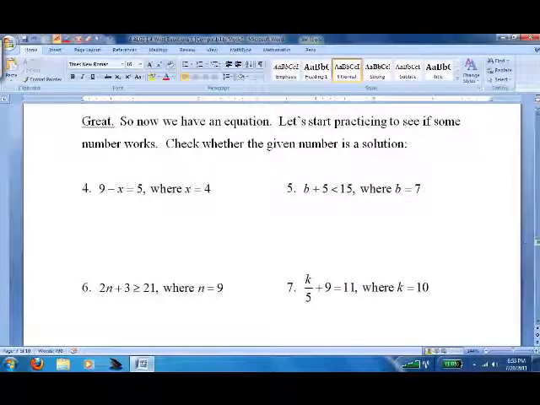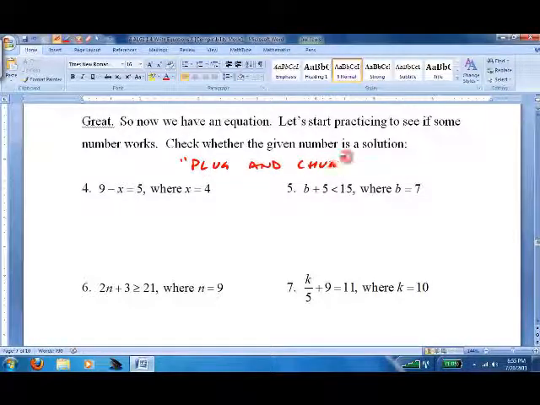Great, so now I have an equation or an inequality. Let's start practicing to see if some of the numbers work. And this is really simple. It's what we call plug and chug. Plug it in to the equation and chug it out, either in your brain or on your calculator. So, does this work? 9 minus 4, does that equal 5? Well, 9 minus 4 is 5. Does 5 equal 5? Yes.